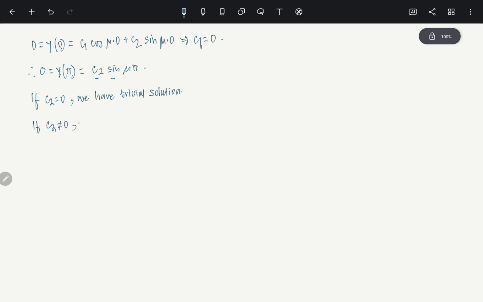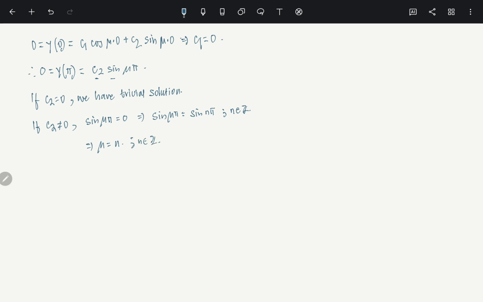If c2 is non-zero, then sine of mu pi has to be 0. So now, what does that mean? Sine of mu pi has to equal sine of n pi. That's the only case when they are going to be 0, where n is in Z. Otherwise, there is no other option, right? So if this is the case, mu pi is nothing but n pi, so mu is n, where n is in Z.